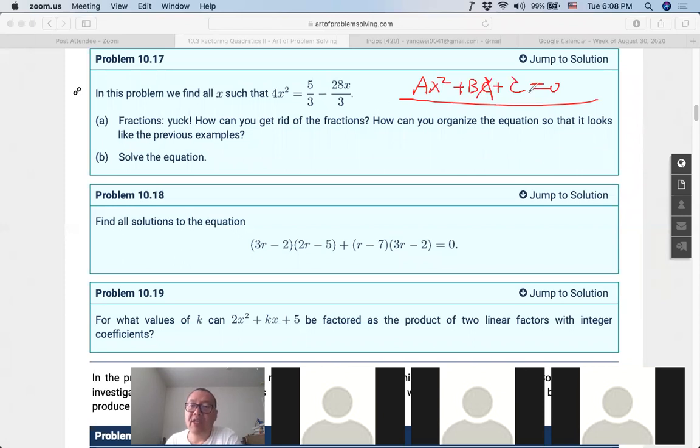So a, b, and c are all integers, and also a is positive. To convert to this kind of form, you need to multiply both sides by 3. So you get 12x squared equals 5 minus 28x. Then add 28x to both sides, and you get this one plus 28x. Then subtract 5 from both sides.